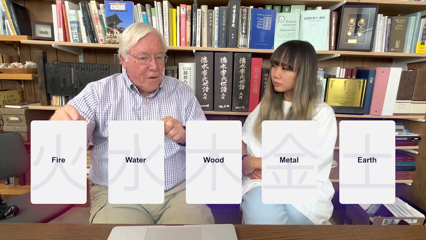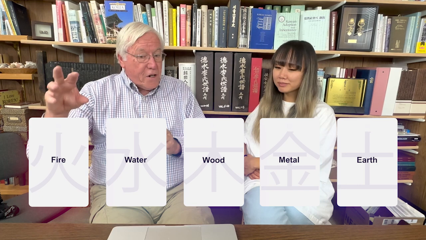So for the generational name, a generational name can either be a fire name or a water name or a wood name or a metal name or an earth name.